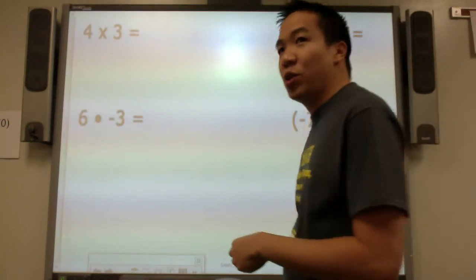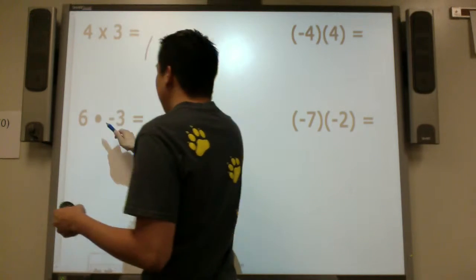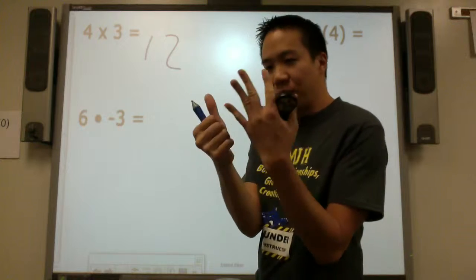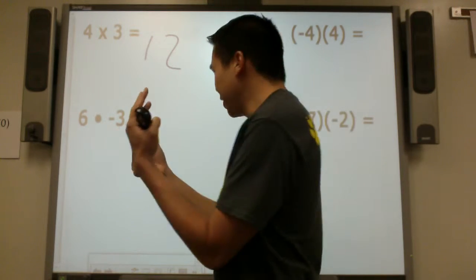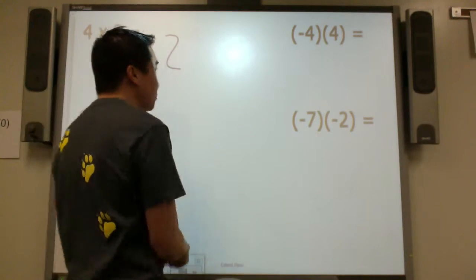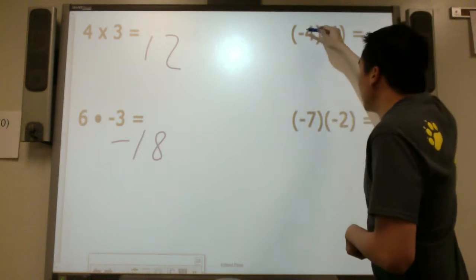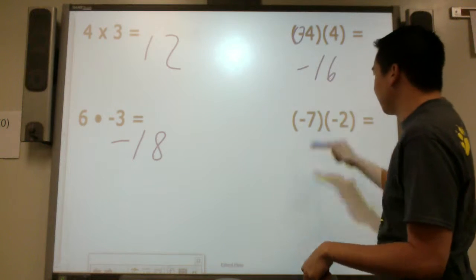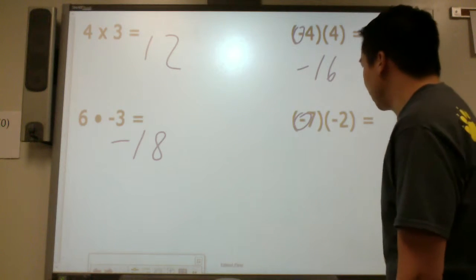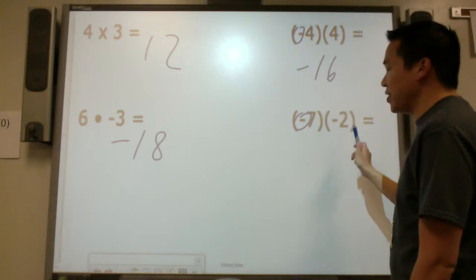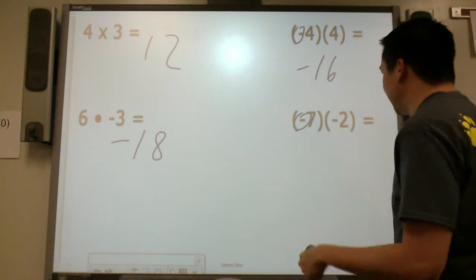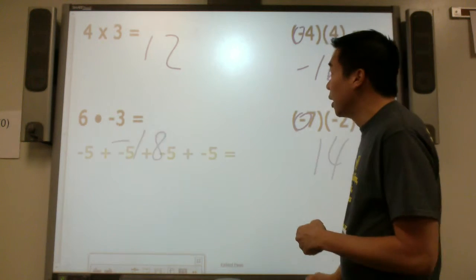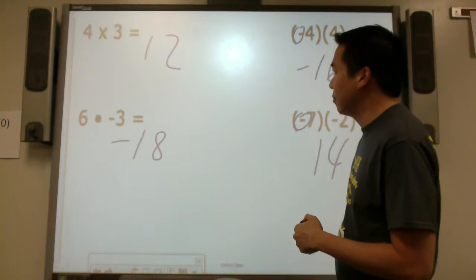So let's practice this. Well, 4 times 3 is 12. Let's do the second one. 6 groups of negative 3. So 6 groups of negative 3: negative 3, negative 3, negative 3, negative 3, negative 3, negative 3. That's negative 18. Negative 4 times 4. What's the opposite of 4 times 4? 4 times 4 is 16. Opposite of it, negative 16. Negative 7 times negative 2. What's the opposite of 7 times negative 2? 7 times negative 2 is negative 14. Opposite is 14. And that's for now.